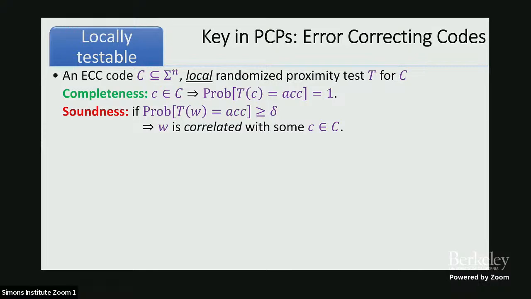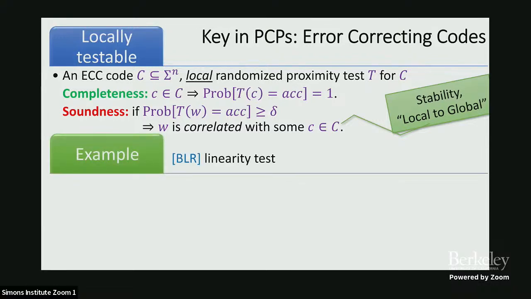My soundness property says that essentially this is the only way you can do it. In other words, if T accepts the word W with some non-negligible probability delta, then it must be the case that W is correlated with some actual codeword C from the code. This is sometimes referred to as the local to global phenomenon in the literature, but don't dwell on it too much.